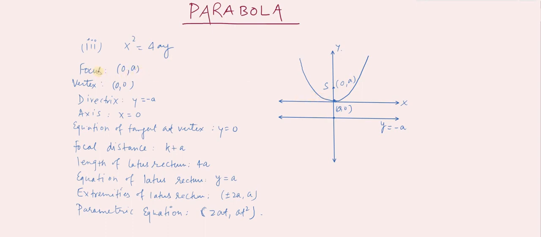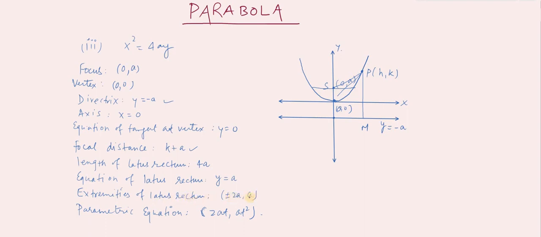Focus is (0, a). Vertex is (0, 0). Directrix is y is equal to minus a. Axis is the y-axis, which is x is equal to 0. Equation of tangent at vertex is y is equal to 0. Focal distance will be k plus a. I mean, if you take any point P on the parabola whose coordinates are (h, k), then the distance PS is equal to PM, and it will be equal to k plus a. Length of latus rectum is equal to 4a. Latus rectum means a double ordinate passing through the focus.